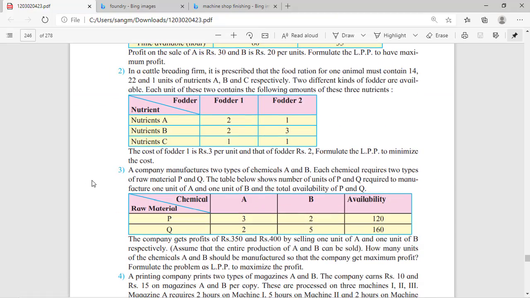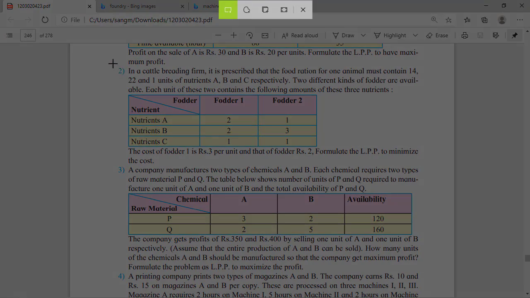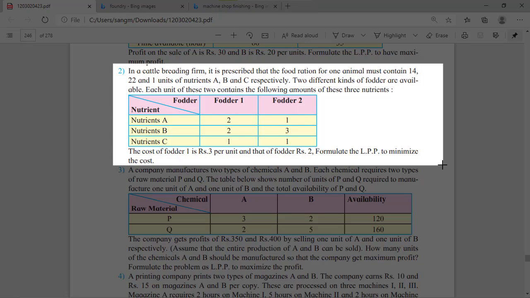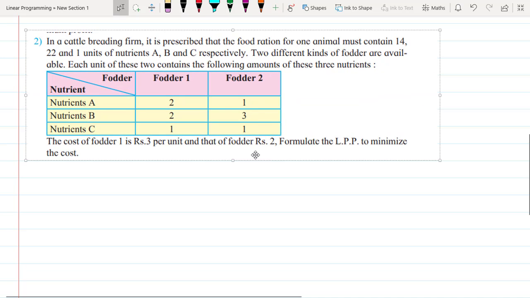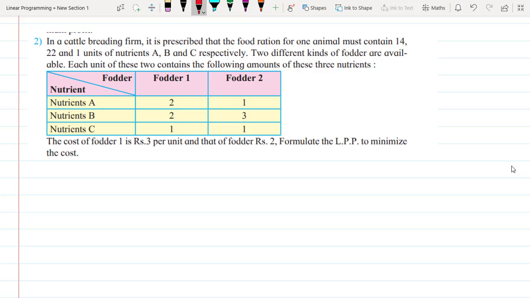So it says that in a certain breeding firm, okay, see, all the questions are very simple, we just need to focus on the important sentences. What are the decision variables, what are the constraints and all. Now let's see here. In a cattle breeding firm, it is prescribed that a food ration for one animal must contain 14, 22 and 1 unit of nutrients A, B and C respectively.